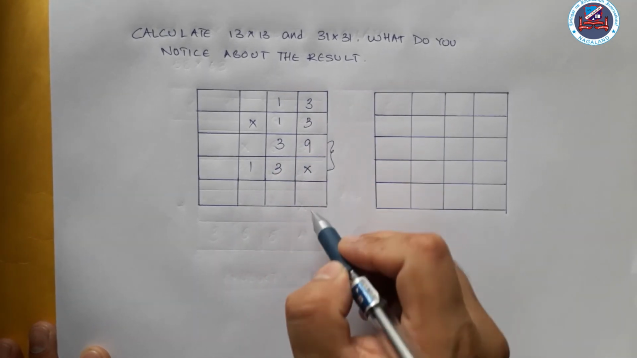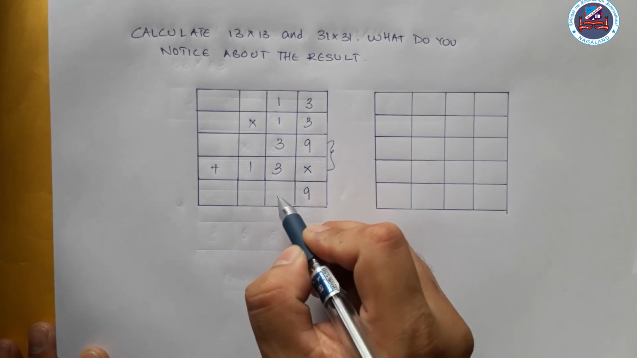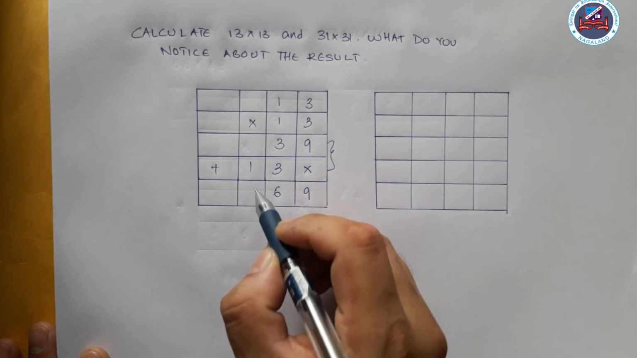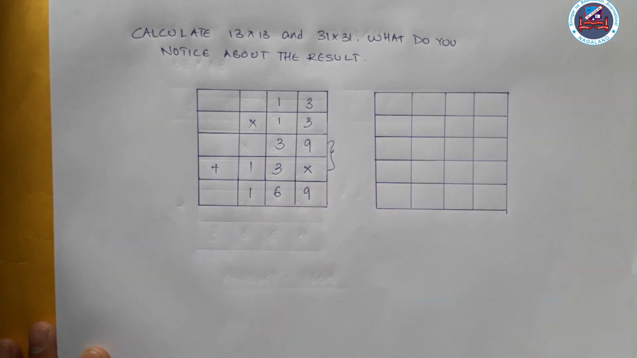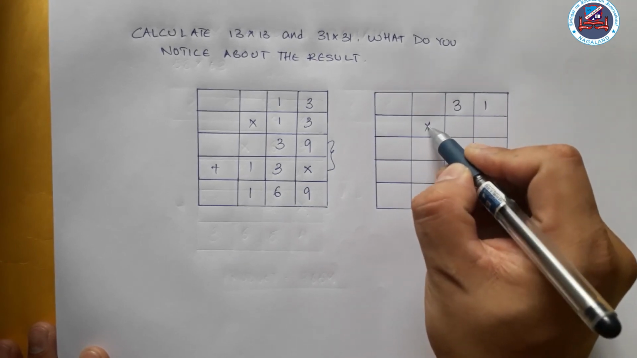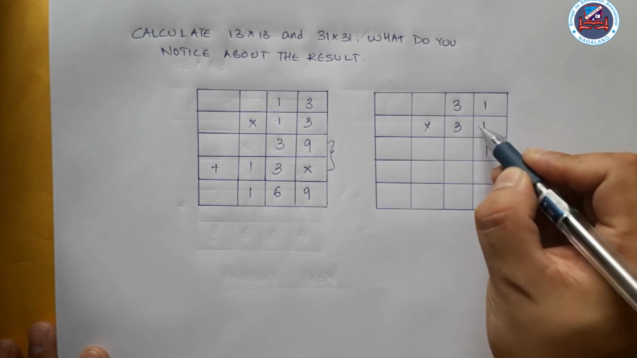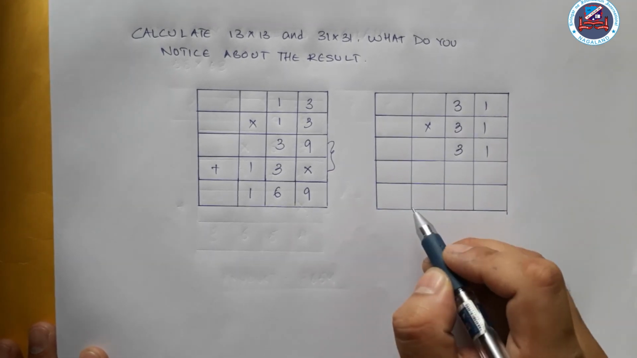So these two numbers I will add. 9 plus nothing is 9. 3 plus 3 is 6. 1 plus nothing is 1. Now let's do 31 multiplied by 31. 1 into 1 is 1. 1 into 3 is 3.